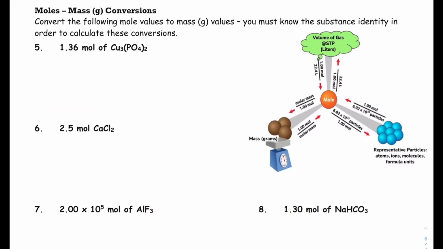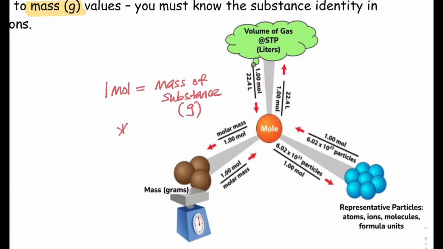In problems 5 through 8, we're asked to convert moles of a substance to mass of a substance. We are still using the conversion factor: 1 mole equals the mass of the substance in grams. This time on the mole map, we'll be going from moles to grams.